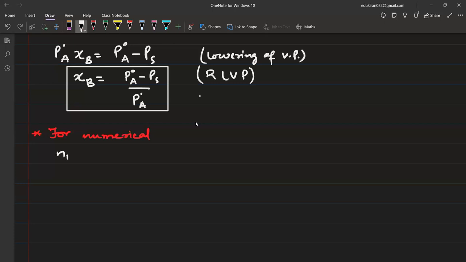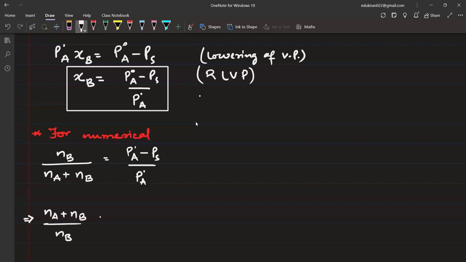So, chi B is number of moles of solute divided by the number of moles of solvent plus the number of moles of solute. That is chi B, mole fraction of the solute. It will be equal to P naught A minus P of solution divided by P naught A. Now I will reverse both of them, that means we take the reciprocal of both sides. So we get NA plus NB divided by NB, which will be equal to P naught A divided by P naught A minus PS.